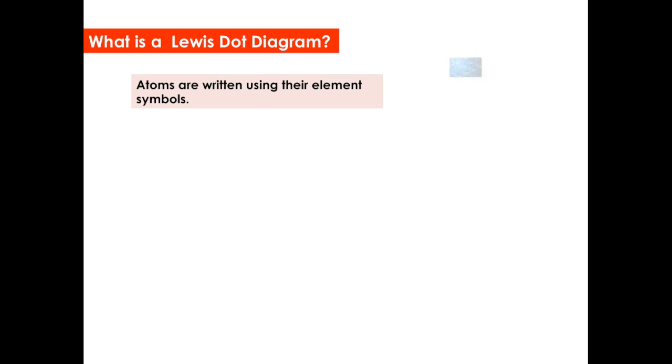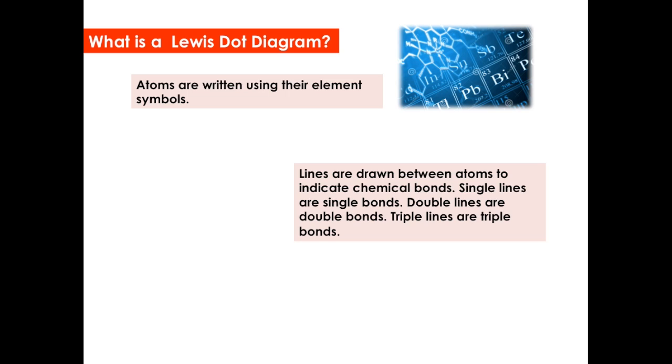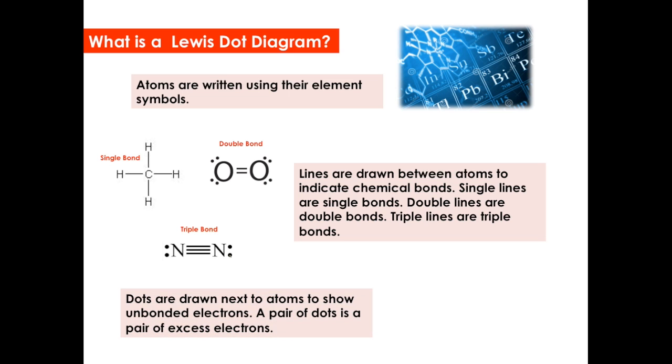Atoms are written using their element symbols taken from the periodic table. Lines are drawn between atoms to indicate chemical bonds. Single lines are single bonds. Double lines are double bonds. Triple lines are triple bonds. Dots are drawn next to atoms to show unbonded electrons. A pair of dots is a pair of excess electrons.